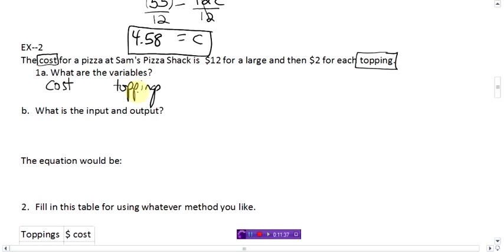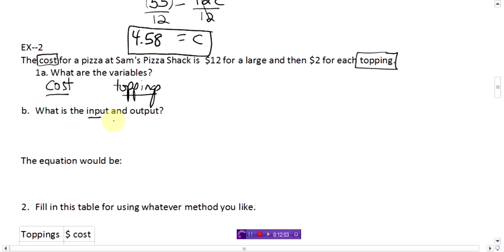Now some might say, well, wouldn't pizza be a variable as well, because you could buy 1 or 2 or 3 pizzas? No, not in this case. Let's just make it simple and say that the maximum number of pizzas you can buy at Sam's Pizza Shack is 1. But you can put as many toppings as you want on it. It's weird, I know, just go with it. So those are our 2 variables.